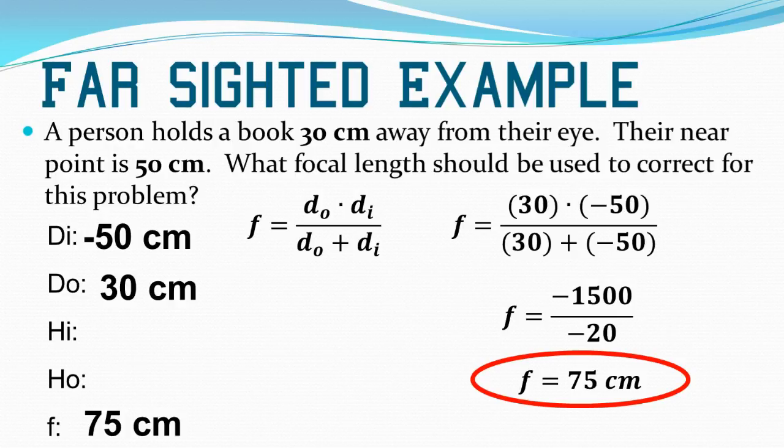If we create a lens with a focal length of 75 centimeters and put it in front of a farsighted eye, it'll create an image within the right far point to near point range. We also see that because it's a positive focal length, it's a converging lens.